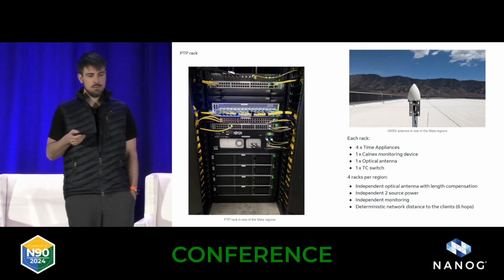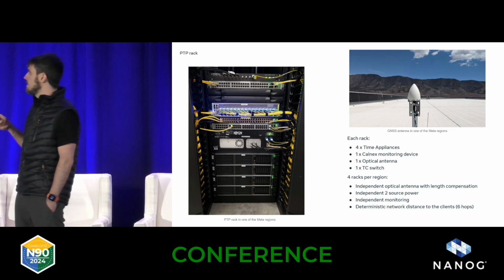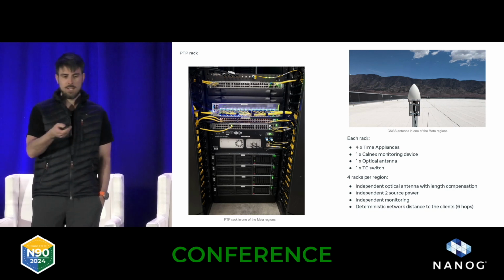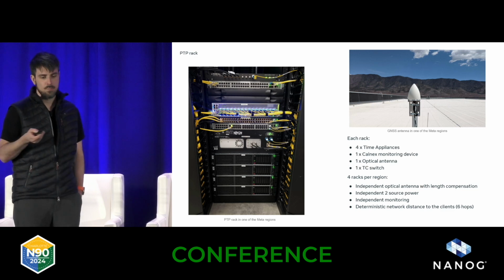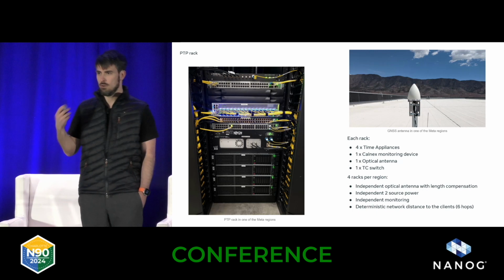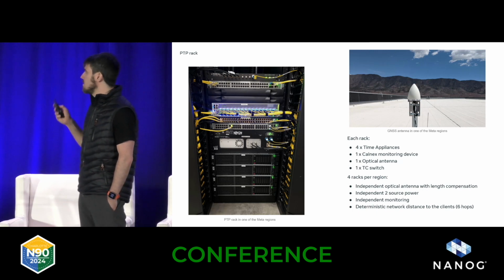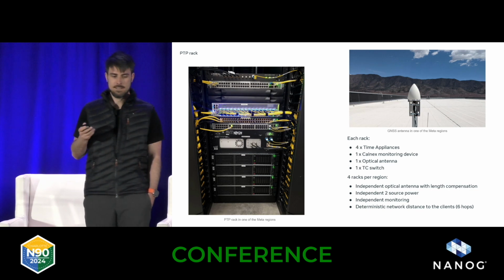So let's talk quickly about the PTP rack. This is a typical PTP rack in the Facebook data center. Every rack has 4 time appliances, which you can see at the bottom, 1 Calnex monitoring device, an optical antenna on the roof, and a transparent clock-enabled switch. This is very important. We will come back to this later.